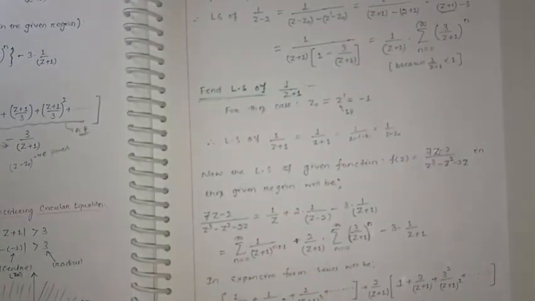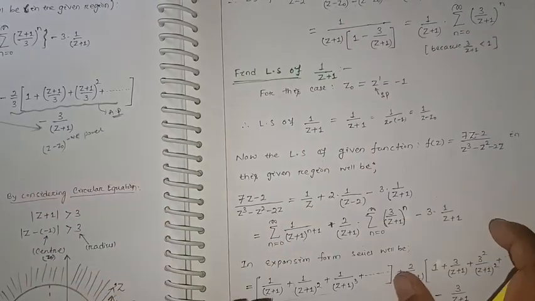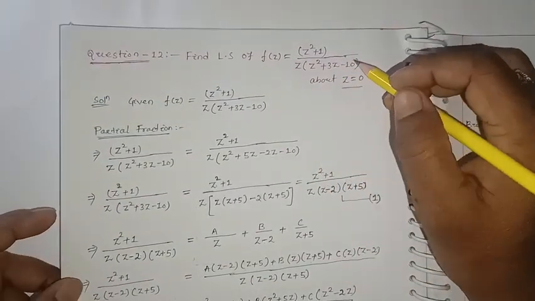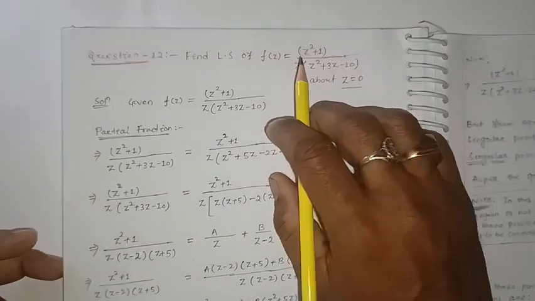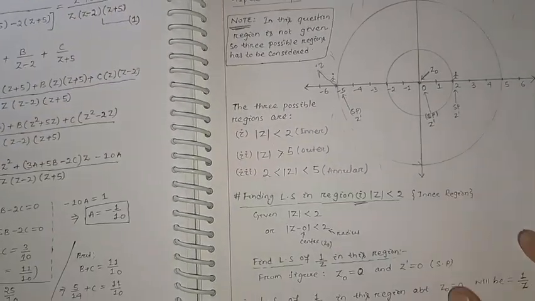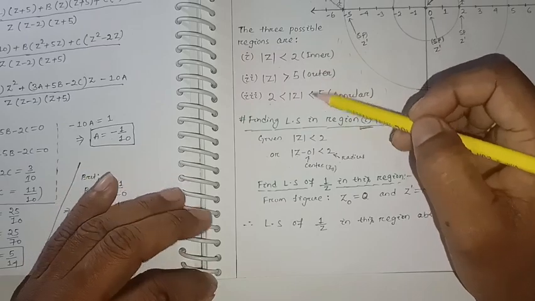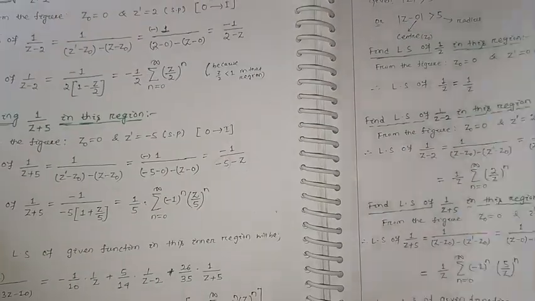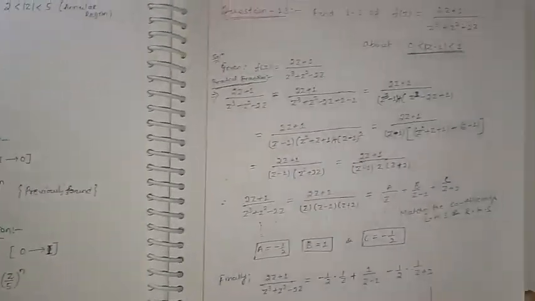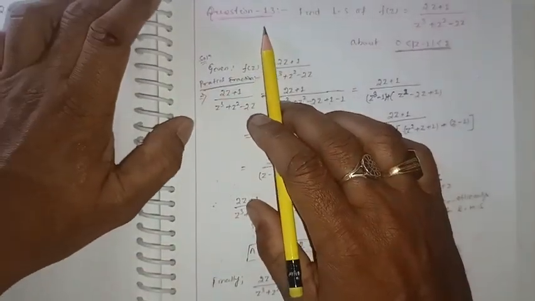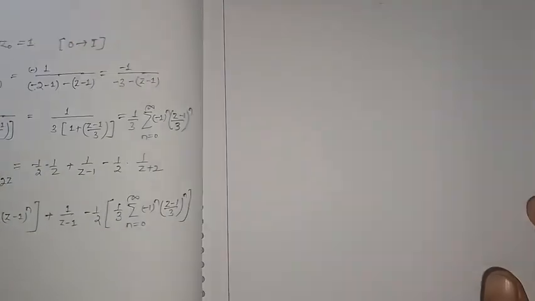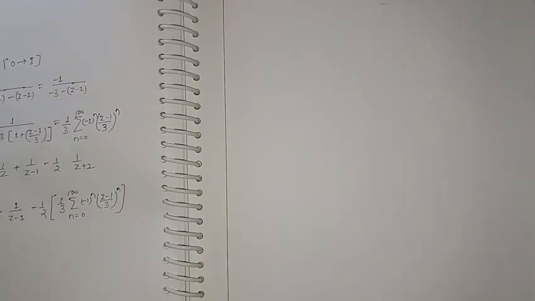Now I'm going to show you, after this question we discussed question number 12, this one, about z equal to 0. In the question it is given that about z equal to 0 we have to find the Laurent series. Here the range is not given. If the range is not given, we have to consider three possible regions. In detail we discussed this in question number 12, the different regions and what Laurent series we get. Then finally, this is question number 13, what is the Laurent series of this function in this region, which we haven't discussed.